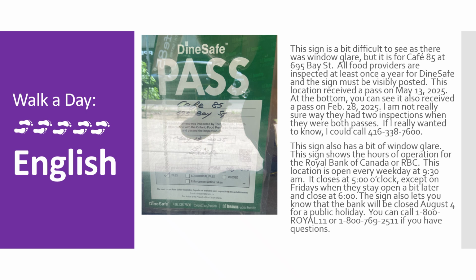All food providers are inspected at least once a year for Dine Safe, and the sign must be visibly posted. This location received a pass on May 13th, 2025. At the bottom, you can see it also received a pass on February 28th, 2025. I am not really sure why they had two inspections when they were both passes. If I really wanted to know, I could call 416 338 7600.